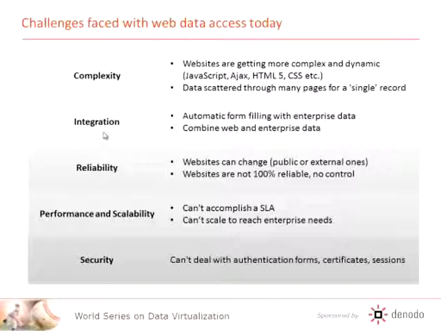Say we access the data. How do we integrate it? Companies do not want isolated data or processes. They need seamless integration with enterprise data and processes. For example, we may need to fill a form on a web application with the input data coming in from CRM, or we would want to combine web data and enterprise data to return a holistic view to the end users.